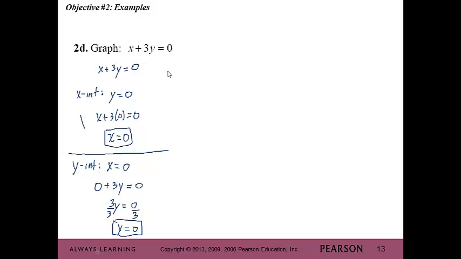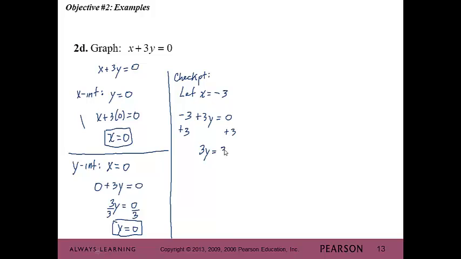So this time we're going to actually need a third point. So this is the checkpoint. So let's let x equal negative 3. And what we're going to do is solve for y. So we have negative 3 plus 3y equals 0. Add 3 on both sides, and we have 3y equals 3. Divide by 3, and we have y equals 1. So this is the point -3, 1.